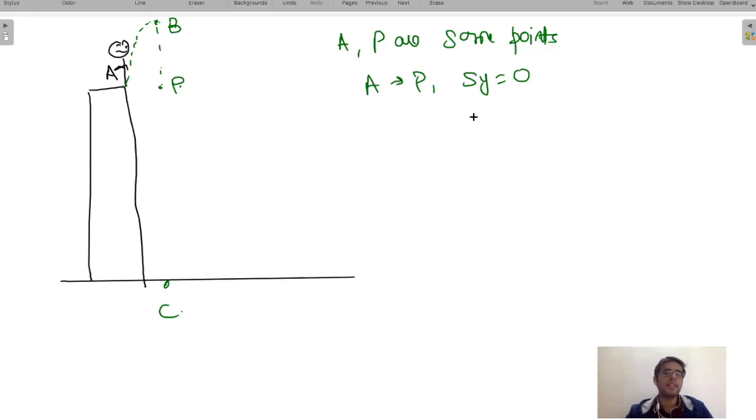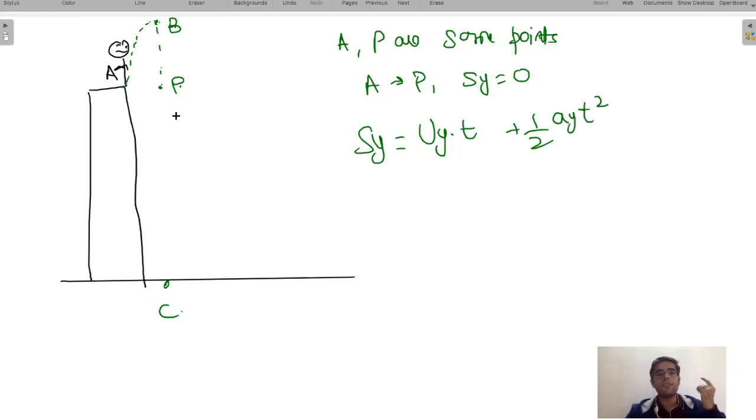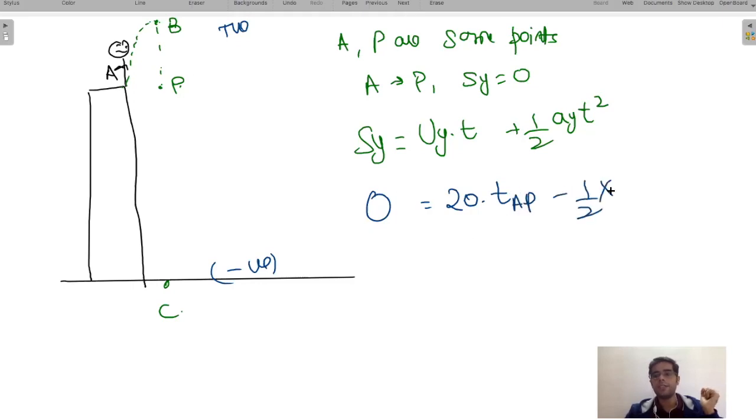Displacement along the y-axis is written as Sy, it is 0, and displacement along the y-axis is nothing but Uy into T plus half Ay into T square. We need to be very careful with the direction. So we are taking upward direction positive, downward direction negative. If we don't assign this positive and negative, we might make a mistake, which a lot of students sometimes do. So Sy is 0, Uy initial is 20 in the positive direction, and time A to P, minus half into 10 into time A to P whole square.